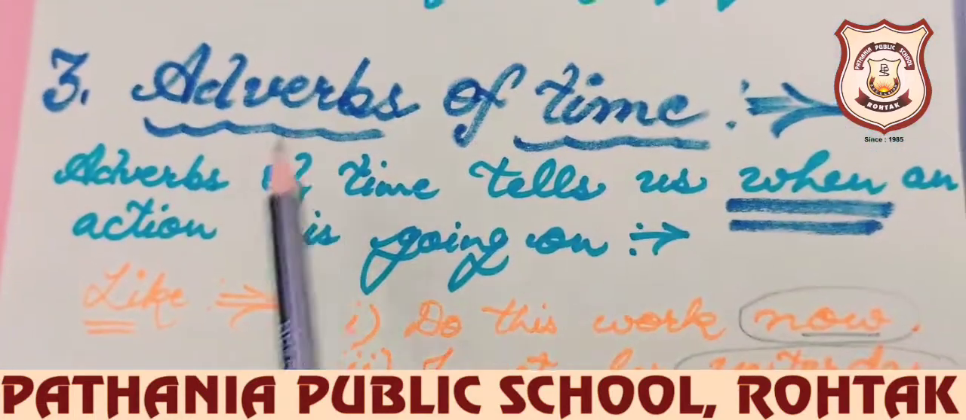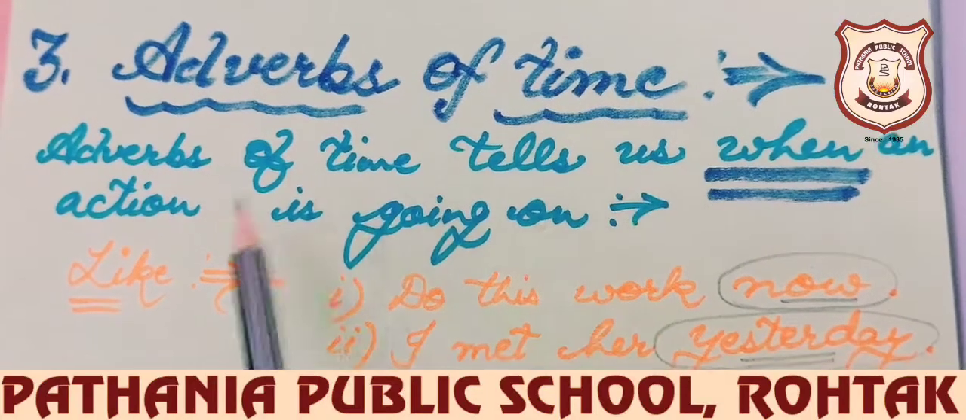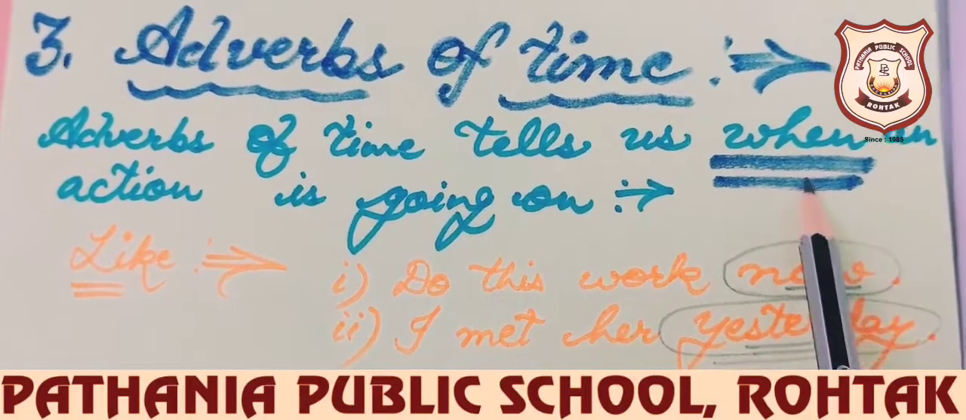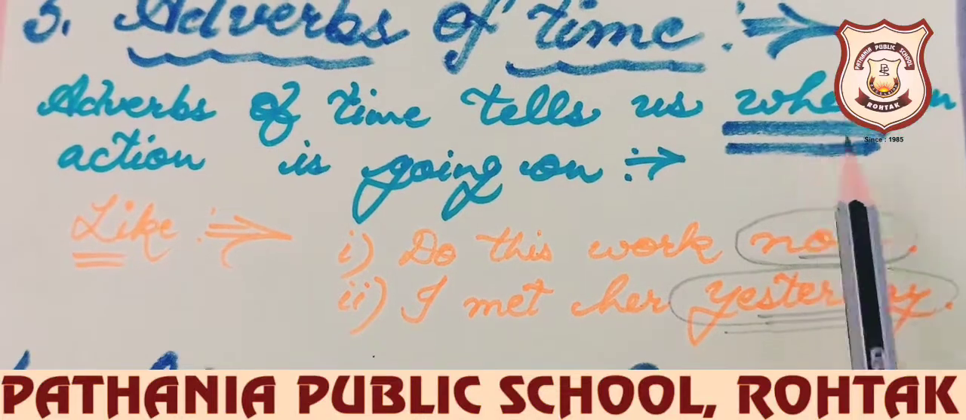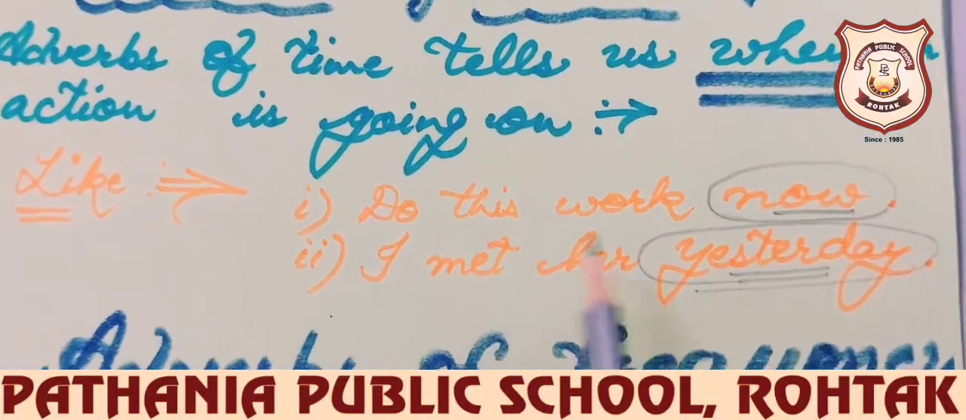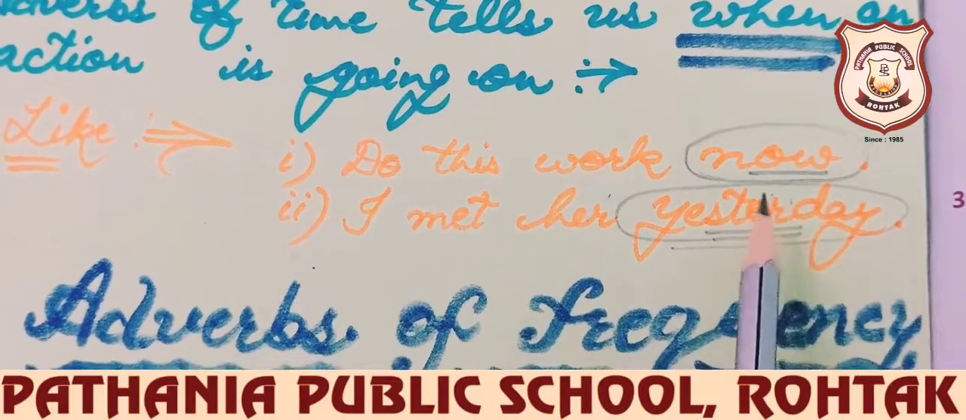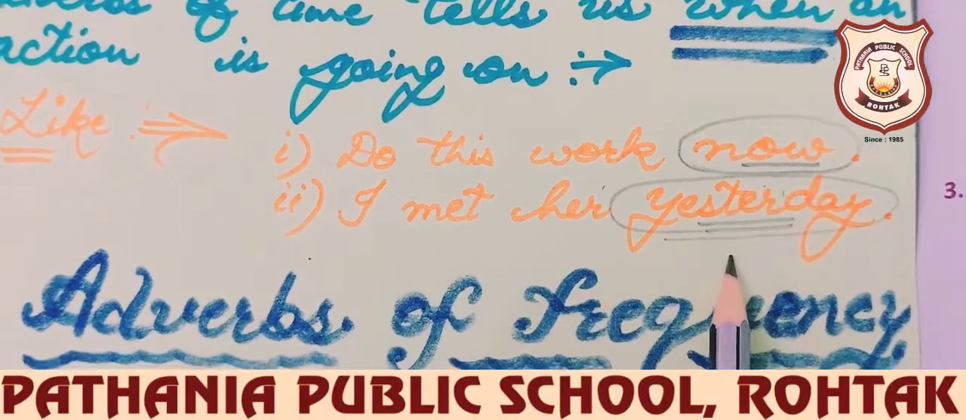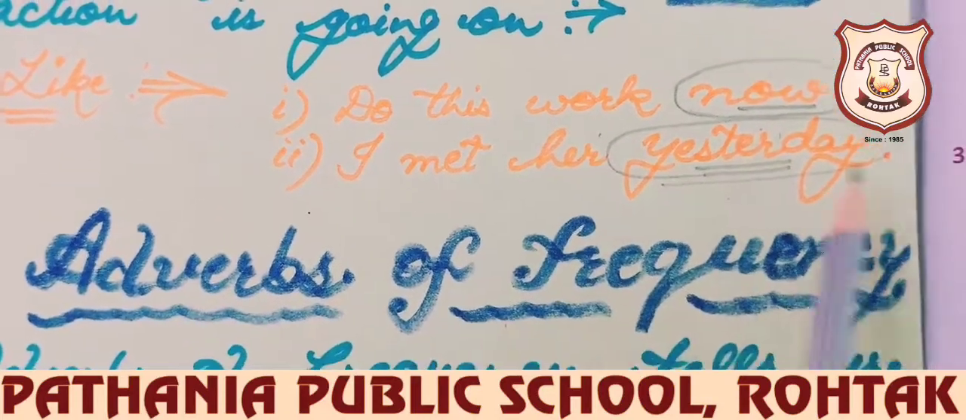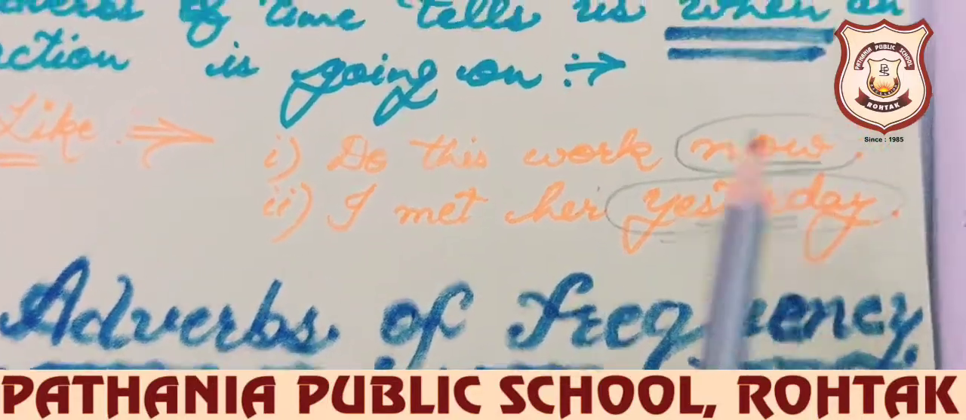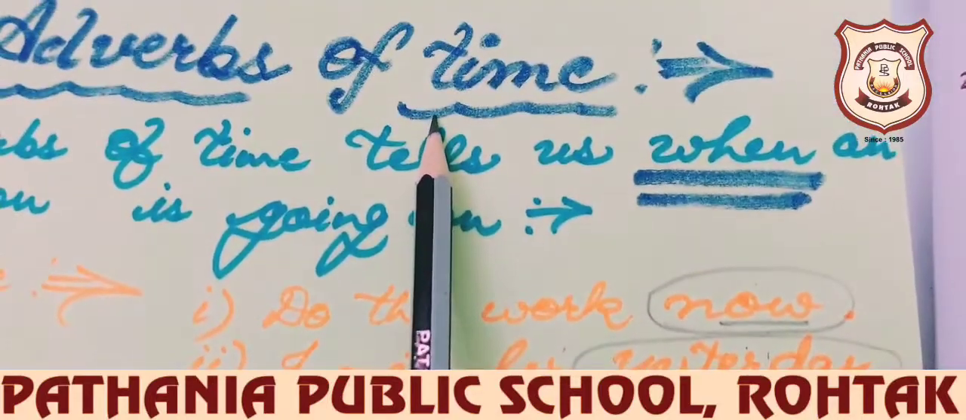Third kind is adverbs of time. Adverbs of time tell us when an action is going on. For example, do this work now. When? Now. I met her yesterday. When did I meet her? Yesterday. So, all these are examples of adverbs of time.